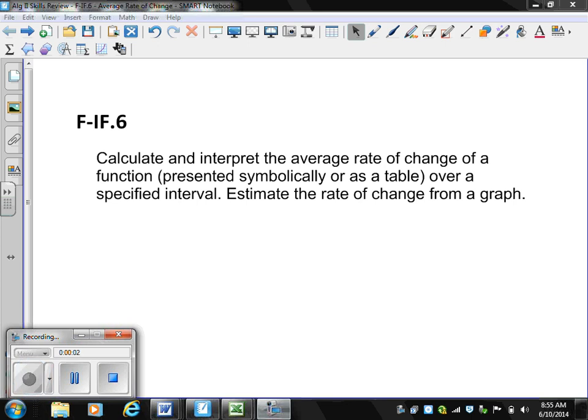Hello boys and girls, welcome to another Algebra 2 skills review video. This is for standard F-IF.6. Today we're going to calculate and interpret the average rate of change of a function. We're going to see this presented symbolically or as a table over a specified interval. And we're also going to estimate the rate of change from a graph.